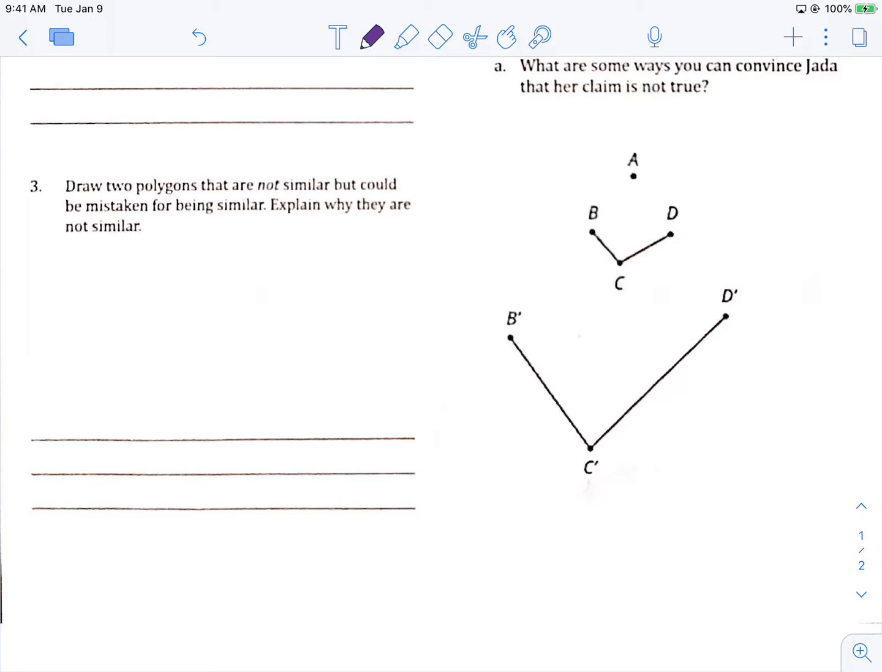Number 3, you're going to draw two polygons that are not similar, so they are not similar at all, but could be mistaken for being similar, and then you're going to explain why they are not in the places provided. Remember, polygons are closed-sided shapes made with straight lines. So the smallest one you can make would be a triangle, and then you can go up to other shapes. You can use your drawing tools for this.